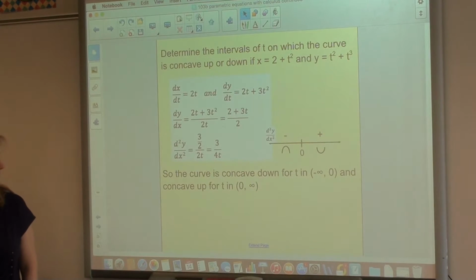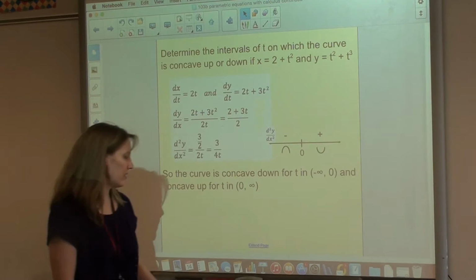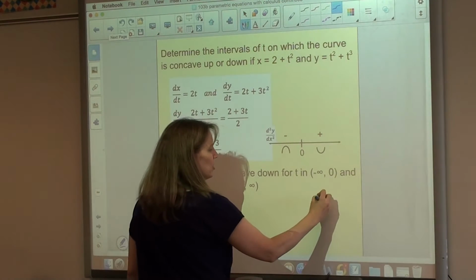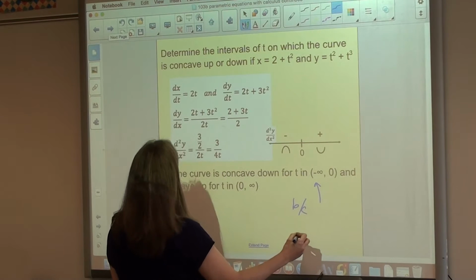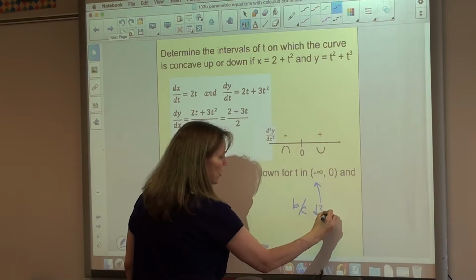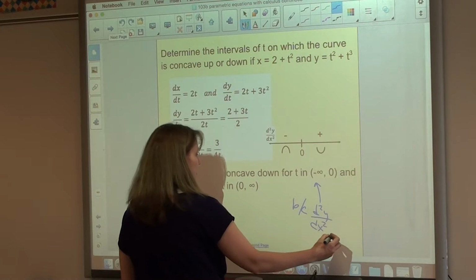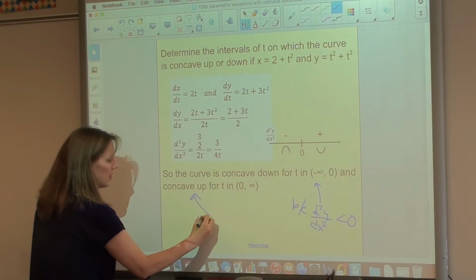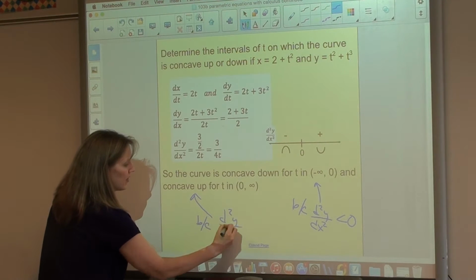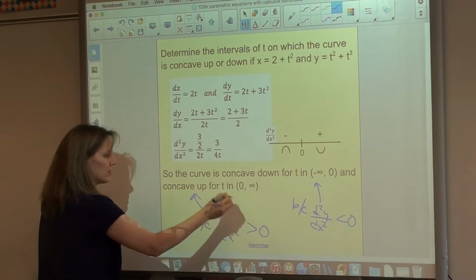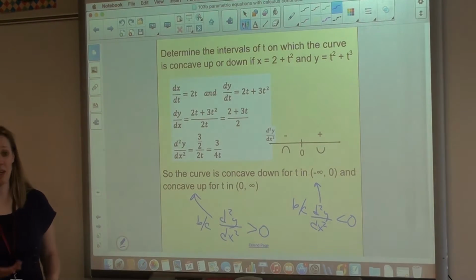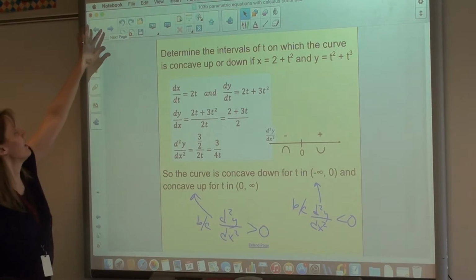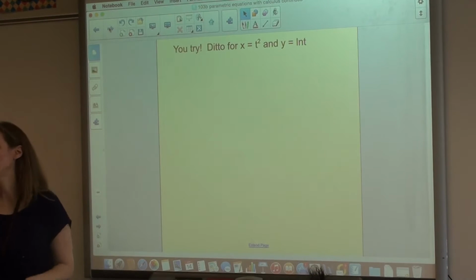Do you still need to justify? Yes. Oh, and you know what? I didn't, did I? Okay, so this one, because d squared y dx squared is less than 0, would be your justification for why it's concave down. And this one, because the second derivative is greater than 0, would be your justification for concave up. Thank you for pointing that out to me, and I will add that. All right. Good. All right, try one more.